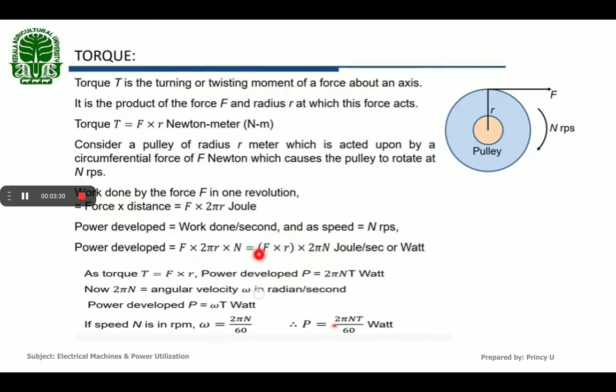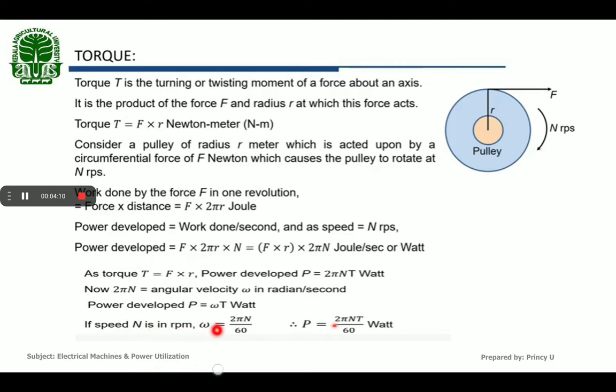What is F into R? We have already defined that torque is F into R. So we can substitute T instead of F into R, where T is the torque. So we can write the power developed is P is equal to 2 pi n T watts. Power is represented in watts, and 2 pi n is the angular velocity. It is the angular velocity omega in radian per second. So we can write omega instead of 2 pi n. So P is equal to omega T watts.